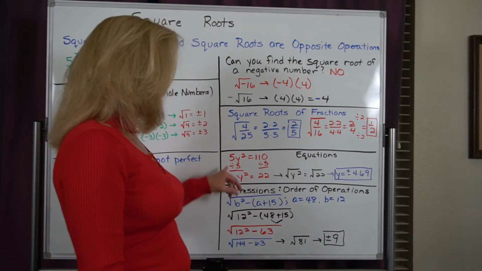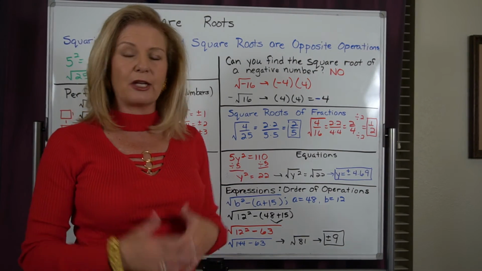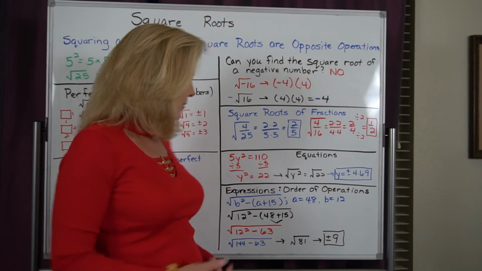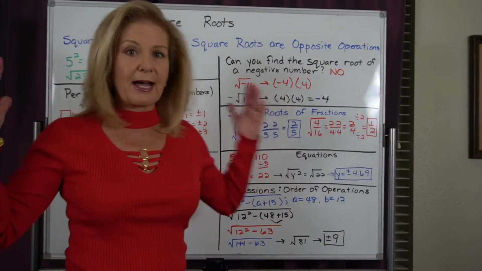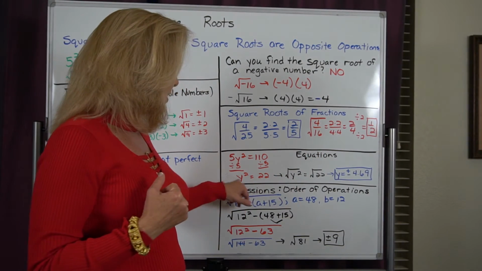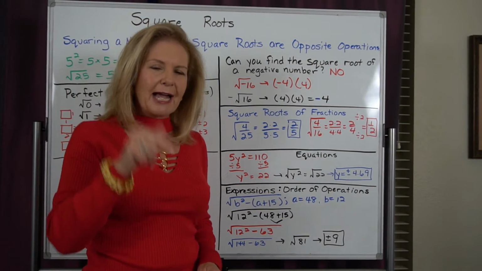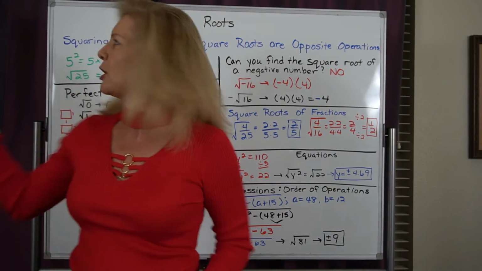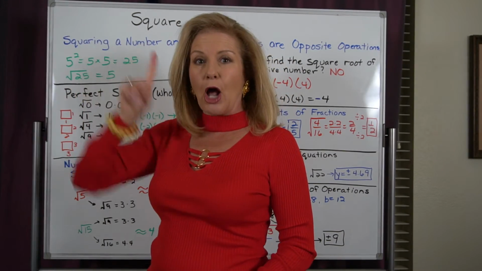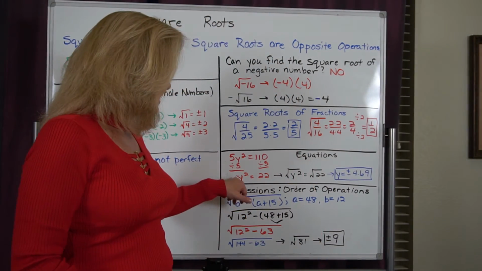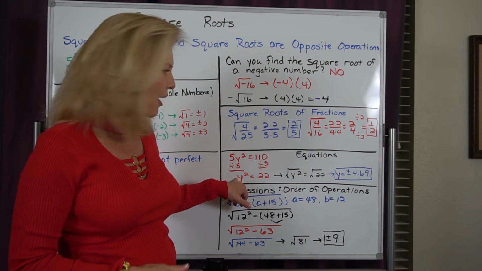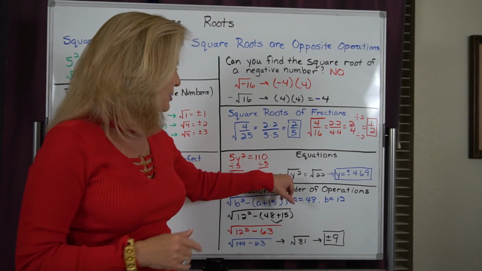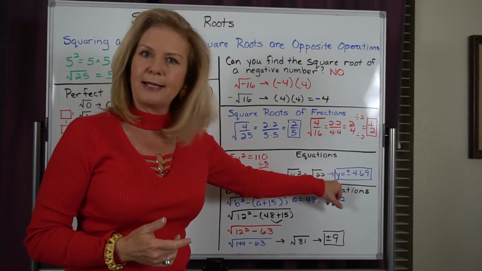So if I had 5y squared equals 110, my first job is I have to get y squared by itself, and we know that we use inverse operations for that. So I'm going to divide both sides by 5 because we have to keep it balanced, and I get y squared equals 22. Now remember, I don't want to know what y squared is, I want to know what y is. And because square roots and squaring of numbers are opposite operations, in order to get rid of that square, all I do is take the square root, and it literally cancels each other out. So the square root of y squared is y.